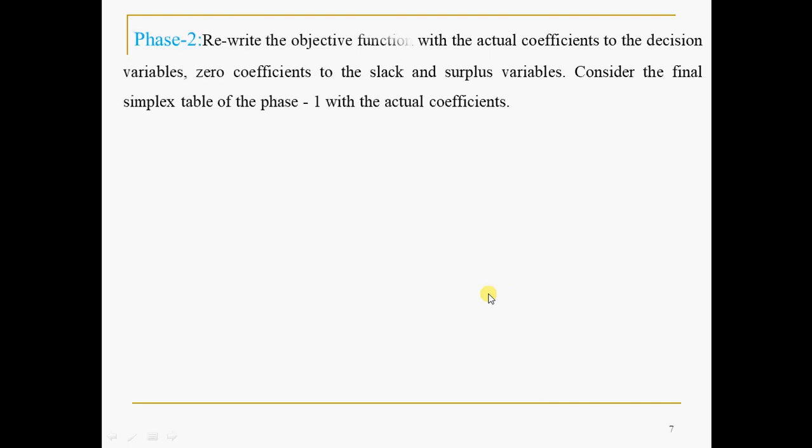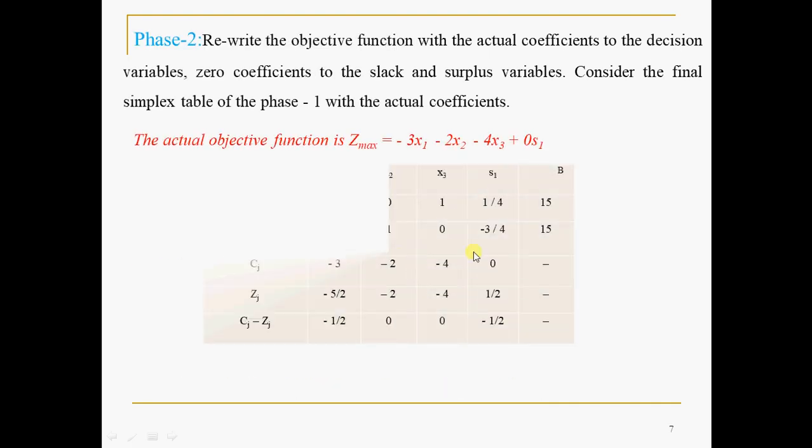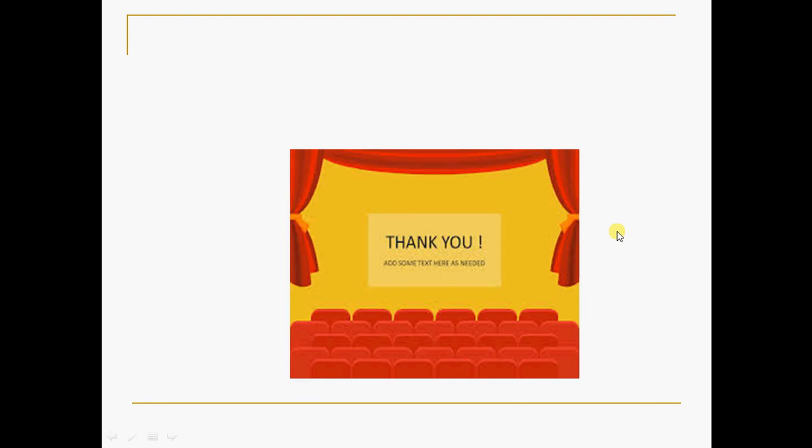The second phase will be the final phase of the simplex table, following the previous simplex table of phase 1, but actual coefficients will come into the picture here. Once you get x3 you can write, x2 you can write, then finally x1 has not appeared. Once you get x1, x2, substitute the values in the original LPP, you will get Z max or Z min, whatever it is.